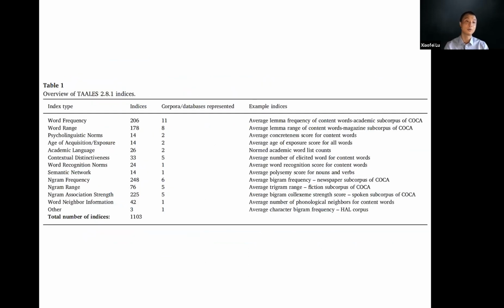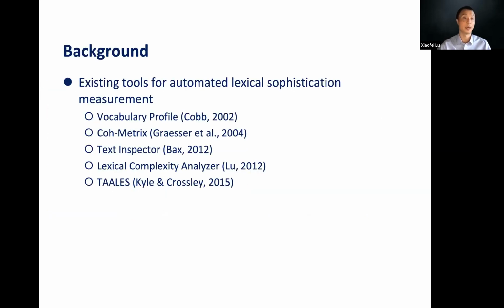So here we have a summary of the different kinds of measures in TAALES designed by Kyle and Crossley 2015. And there were some example indices. I don't think we have time to go over those, but you will see that there were different ways of approaching this idea. So in addition to TAALES, which I listed at the bottom of this page, there were a few other tools that people have been using for automating lexical sophistication measurement.